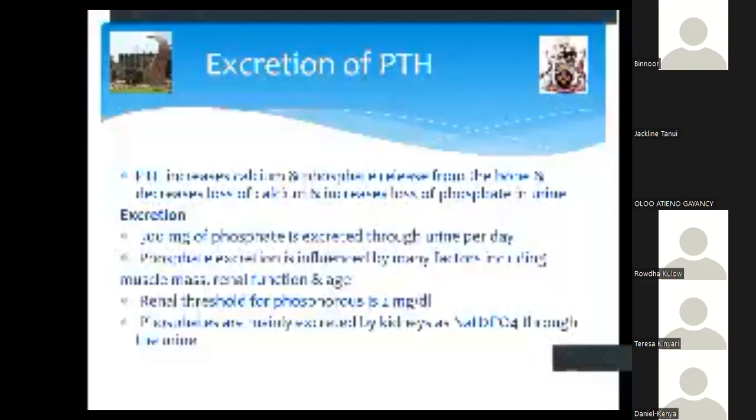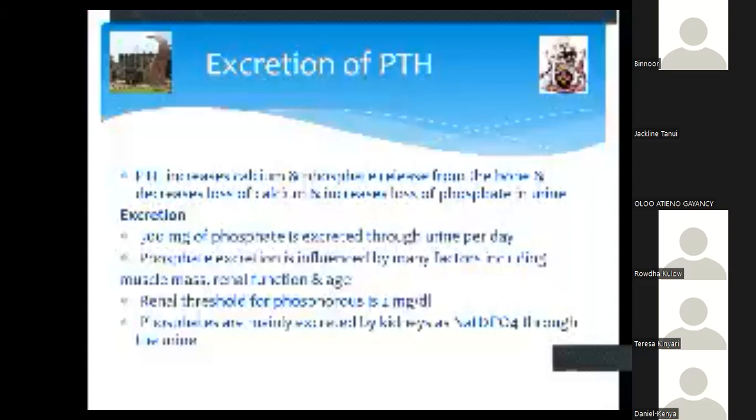Regulated under similar conditions by mechanisms in the kidney with respect to PTH and calcitriol. PTH is normally excreted by the kidney, and usually you find that PTH will increase calcium and phosphate levels from the bone, decrease the loss of calcium and increase the loss of phosphate in the urine.